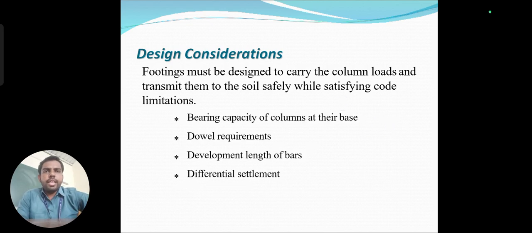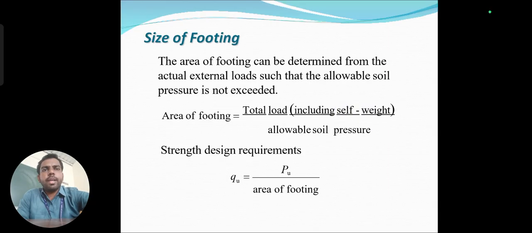And design considerations after that: bearing capacity of the column from the base level should be considered, and dowel requirements like steel requirements and development length of the bars, how much development length should be provided at that location, and differential settlement, how much settlement should be acting on that particular structure.